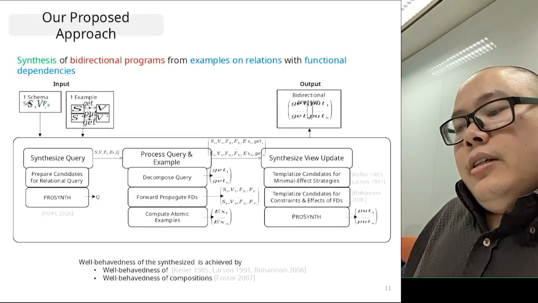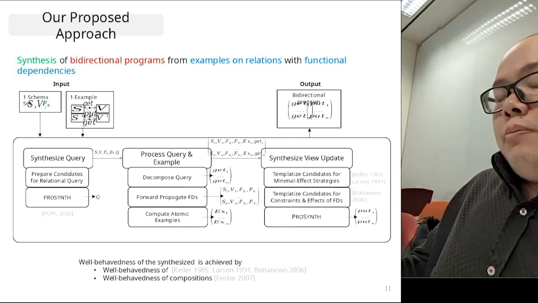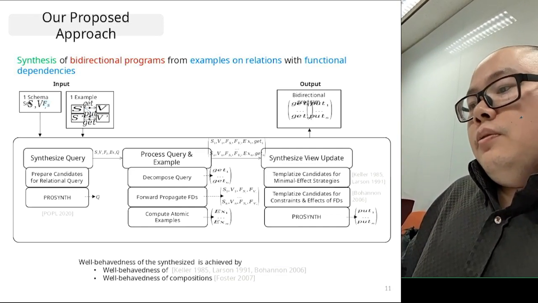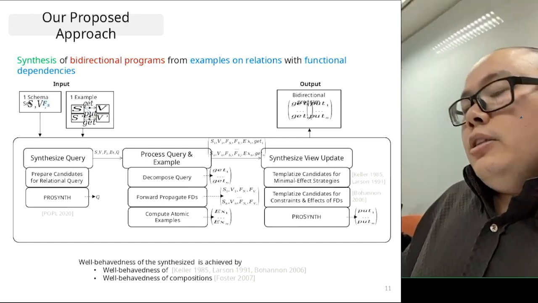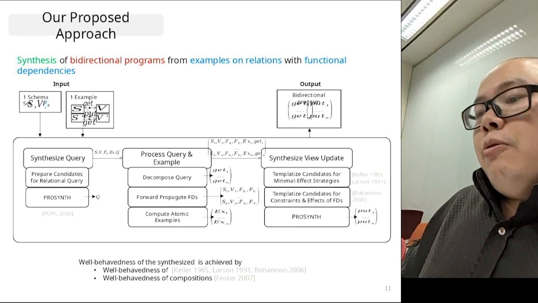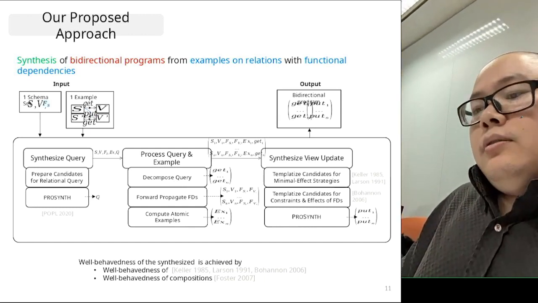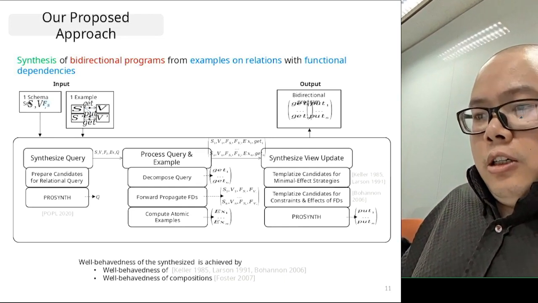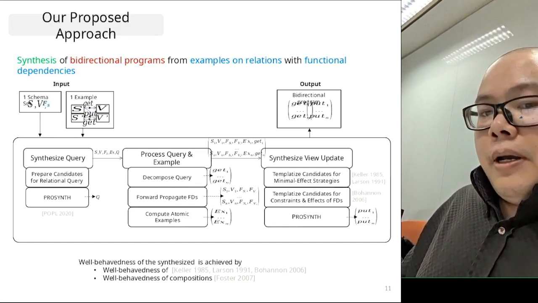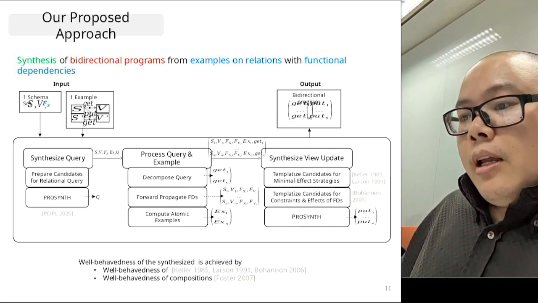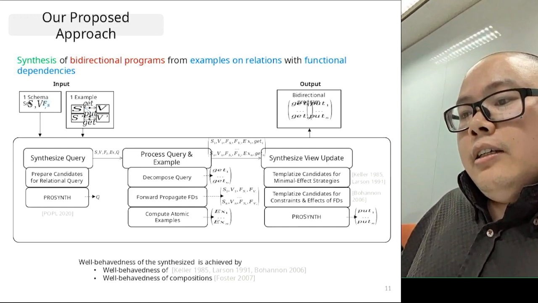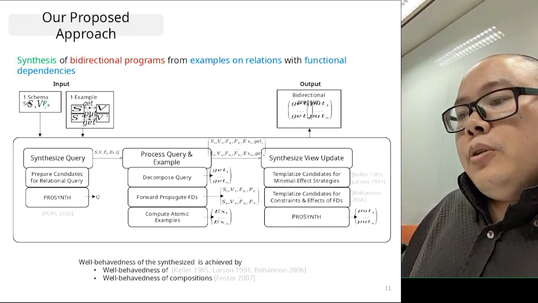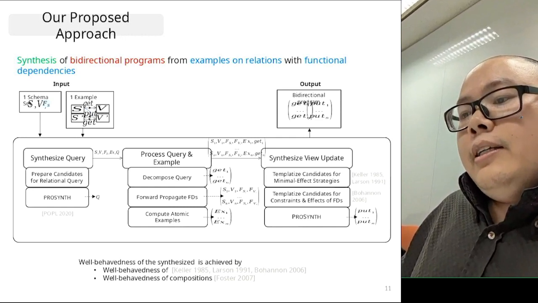Next, slide 11. I give you a big picture of our approach. We focus on the synthesis of bidirectional programs from examples on relations with functional dependencies. To output the bidirectional program, we require the user to provide a schema set with the schema of the source S, view V, and some information about functional dependencies attached to the source. We don't want to automatically discover the functional dependencies from the data. A second thing in the input is one example E with the tables S, V, S prime, and V prime. From these four types of tables, we can extract the example of the query and the example of view update.